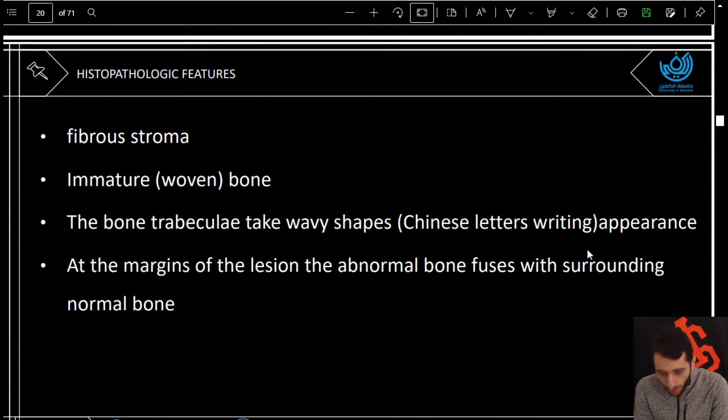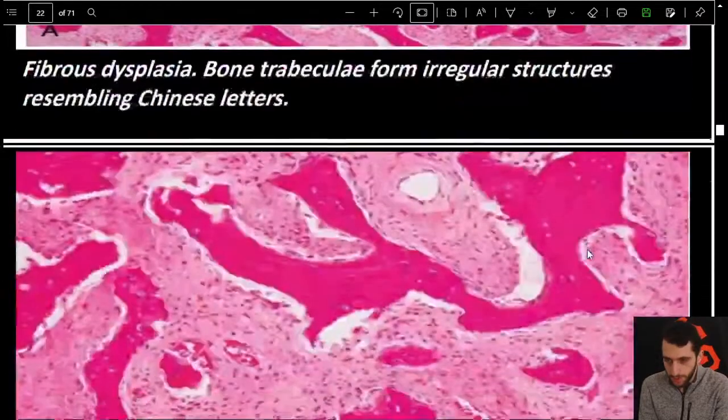I don't think that this slide is important for us to discuss. And that's why we will go to the next slides.